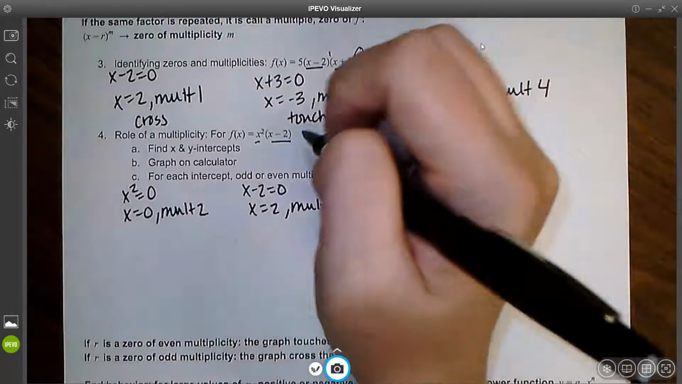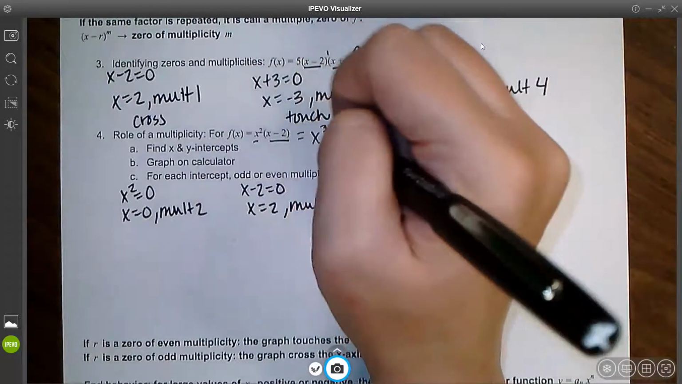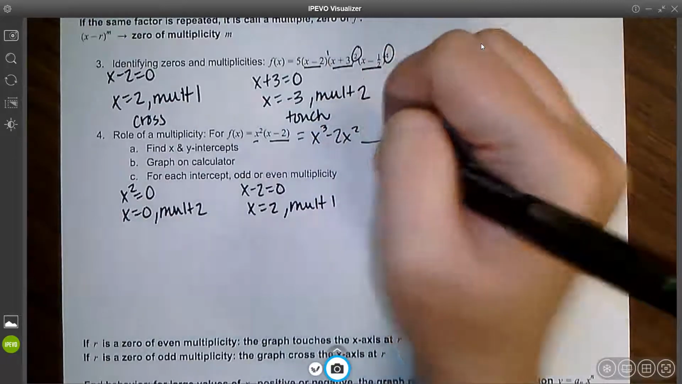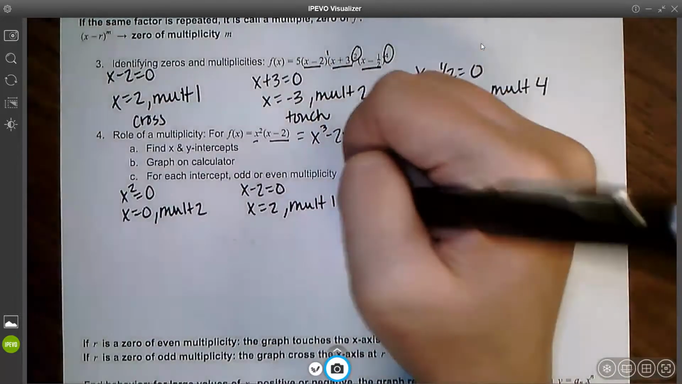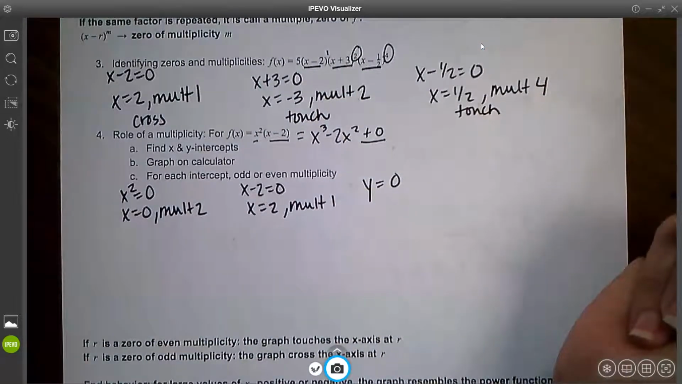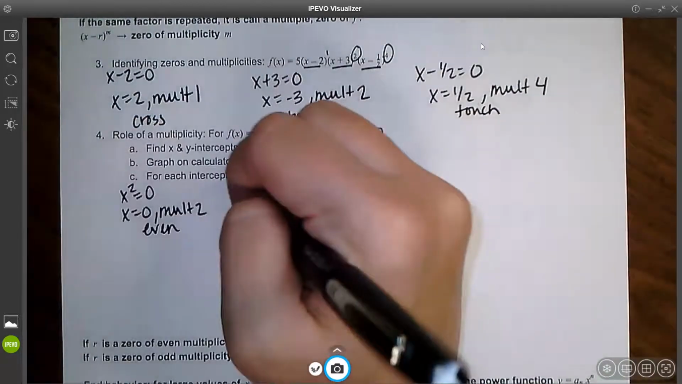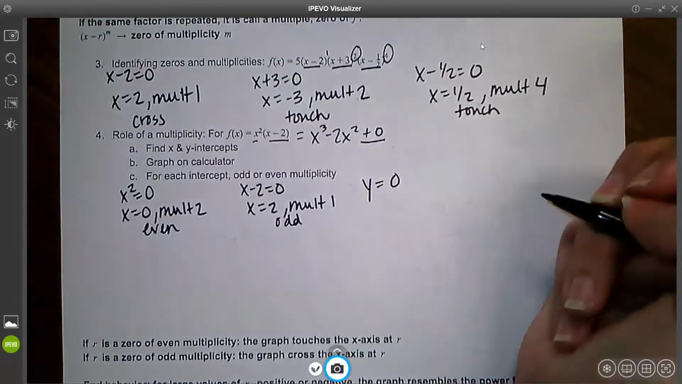My y-intercept, if I were to FOIL this out, or I'm sorry, distribute this, I'd have x cubed minus 2x squared. There's not a constant here, so my y-intercept is going to be 0. This is an even multiplicity, which means it touches. This is an odd multiplicity, which means it's going to cross through.